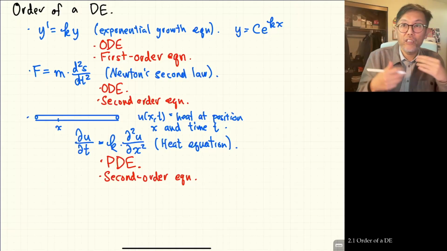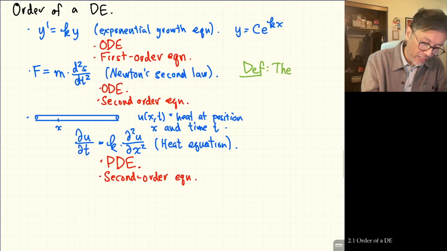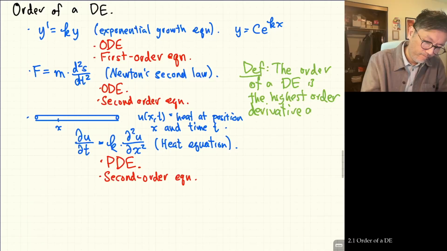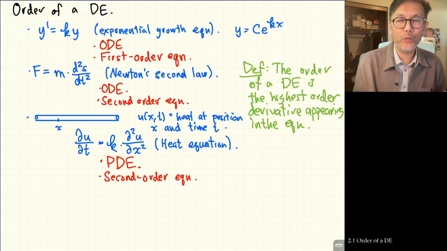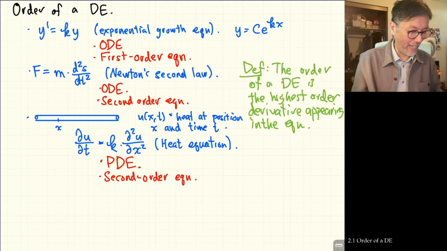So this all leads us to make the following definition. The order of a DE is the highest order derivative appearing in the equation. And how do you detect the order? How do you calculate the order of a differential equation? You use your eyeballs, okay? You just look at it and you classify it that way, okay?